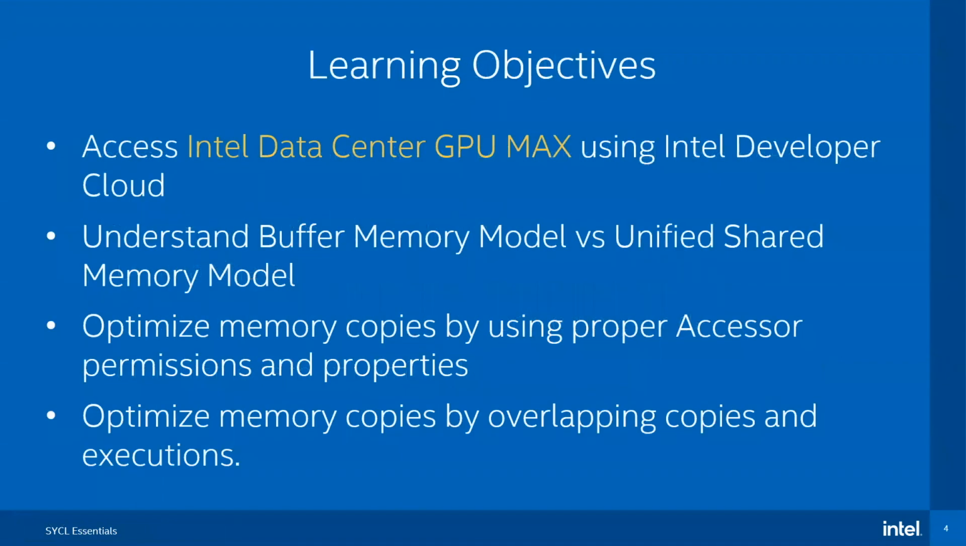So the main learning objectives of this class today. At the end of this session, you will be able to access the Intel Data Center GPU Max using Intel Developer Cloud. That's one thing. You will understand the buffer memory model versus unified shared memory model. We will look at how to optimize memory copies by using proper accessor permissions and properties. And also we will optimize memory copies by overlapping copies and execution. So these are some of the topics that will be covered today.